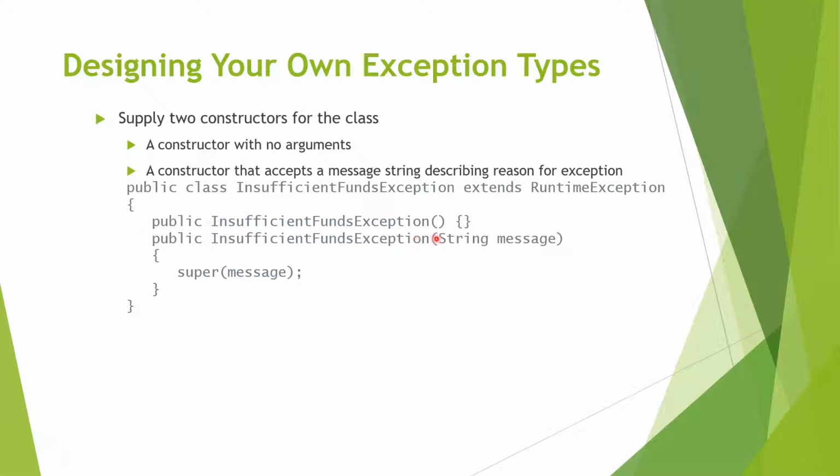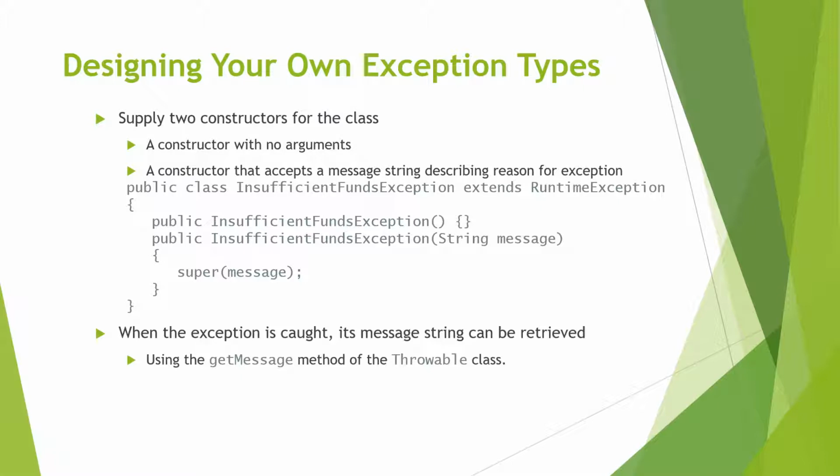The second one, which gets a string message as its input parameter, basically handles the exception by printing out the message. And how can we do this? You can simply call super, which is the superclass constructor. The superclass is runtime exception, so it basically executes the constructor of runtime exception with this message that it gets from the input parameter.